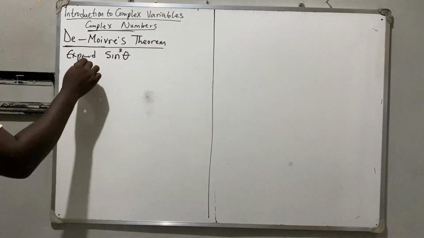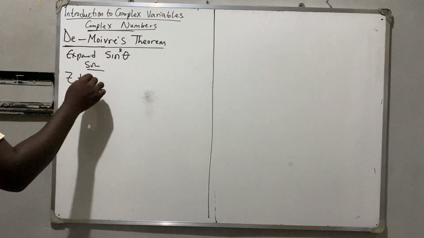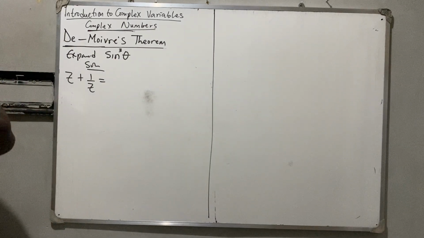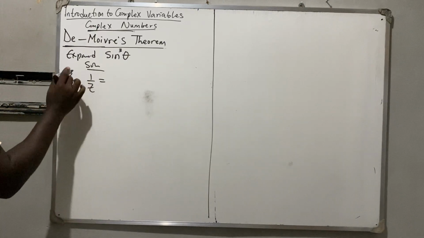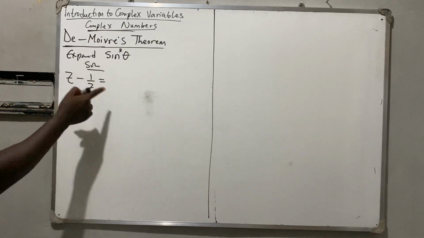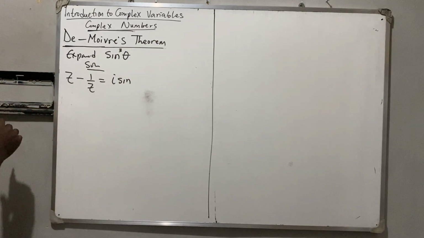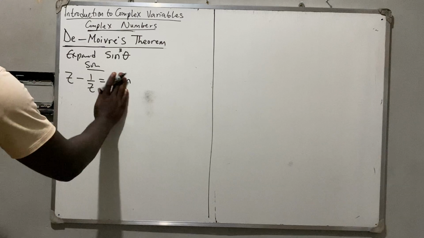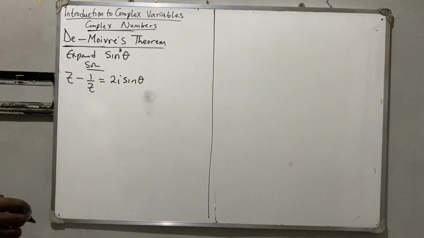Solution, we know that z minus 1 over z is equal to what? I'm using minus because minus gives us sine. It is equal to 2i sine theta. Yes, 2i sine theta. So you can derive it again if you have forgotten.